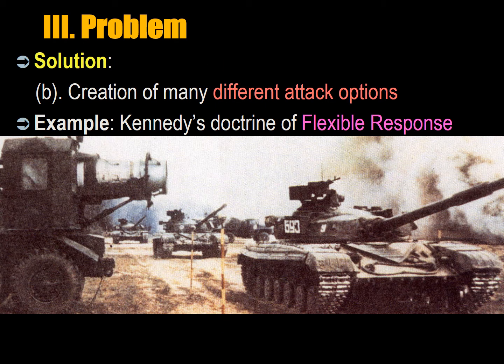The second solution is the creation of many different attack options with the strategic nuclear forces. President Kennedy, who followed President Eisenhower, came up with a policy of flexible response to replace Eisenhower's massive retaliation. Now, instead of a plan to destroy all the Soviet cities, there were faster, smaller plans just to destroy airfields, just to destroy energy centers, just to destroy ports. And these options allowed the US president to give a proportionate nuclear response, rather than have a choice of fire everything or fire nothing. Here you can see the Soviets using a jet engine to decontaminate the chemical weapons off of their tanks.